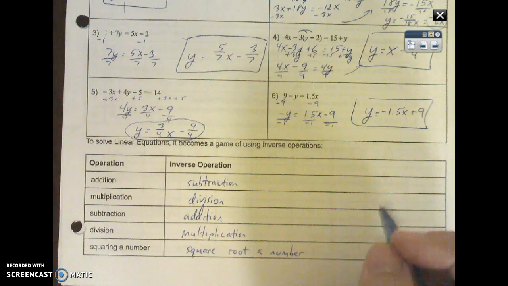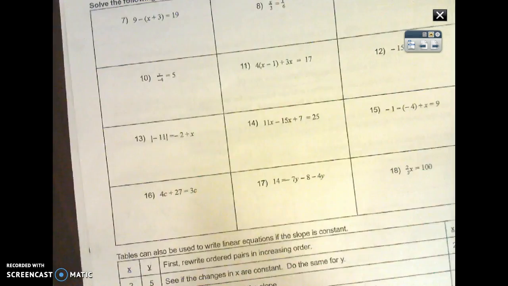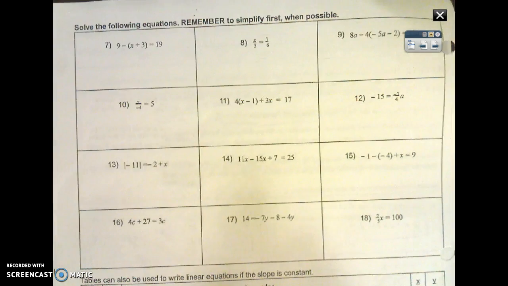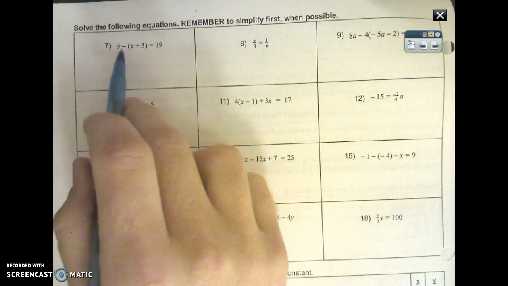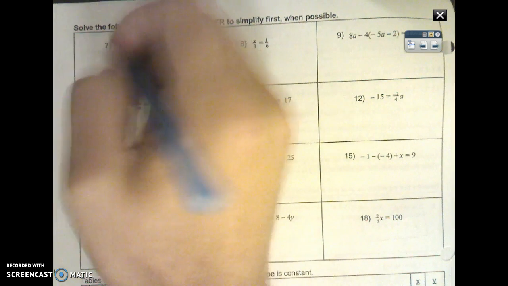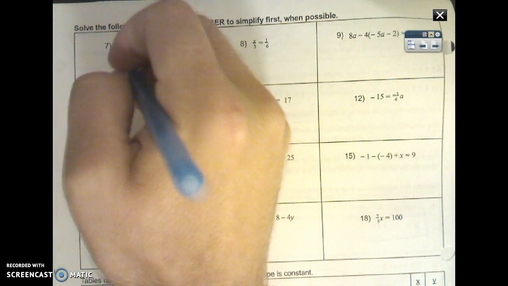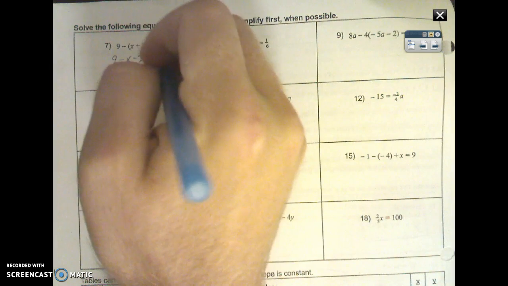Awesome. Let's put this to use, okay? So if I come over here, on the back side, solve the following equation. Remember to simplify first when possible. 7 through 18. Alright. We're going to take a look at a few of these. We'll probably let you guys try it on your own. So number 7. I'm going to distribute that negative. 9 minus x minus 3 equals 19.